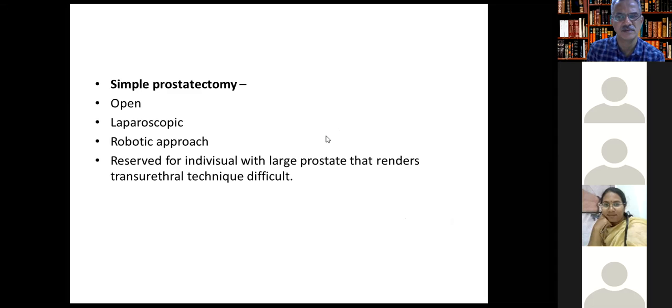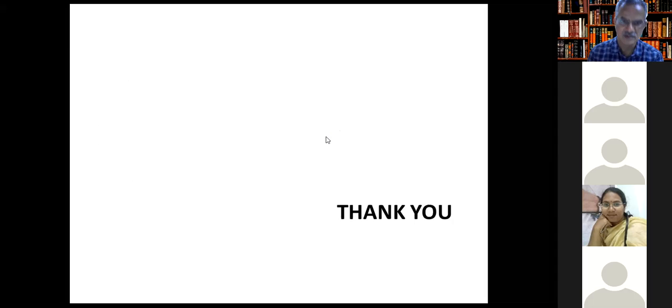Monopolar also. Most commonly, TURP is the procedure done. Okay, you agree with me? Yes, sir. Urologists all over the country, in our nation, they do TURP.